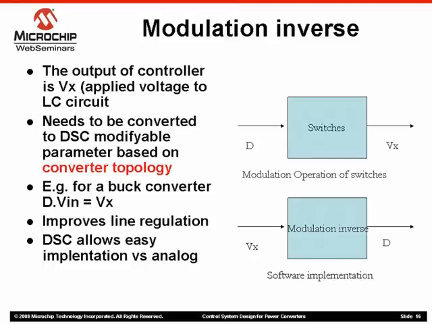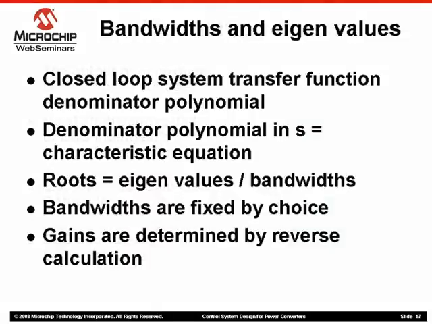systems. Closed loop system transfer function: if you write it as a function of s, the Laplace variable, then we need to consider the denominator polynomial. The denominator polynomial in S is called the characteristic equation. The roots of this equation are known as eigenvalues or bandwidths. Essentially, these roots determine the dynamics of the control system.